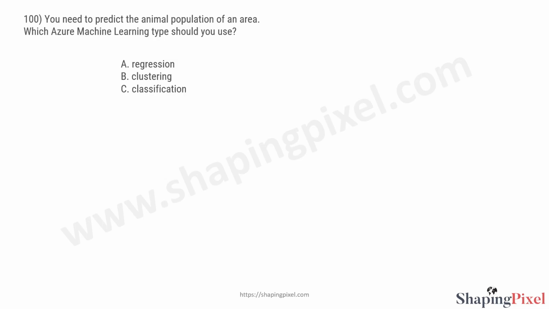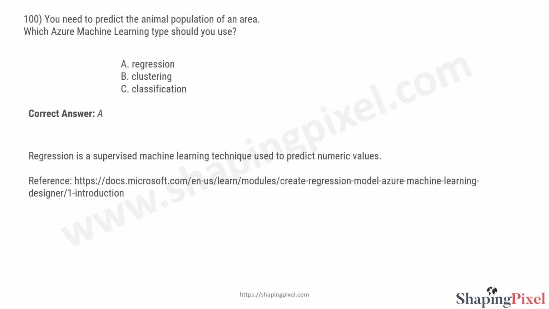Question number 100. You need to predict the animal population of an area. Which Azure machine learning type should you use? And we have the following three options: regression, clustering, classification. So the right answer here is option A, regression. Regression is a supervised machine learning technique used to predict numeric values.